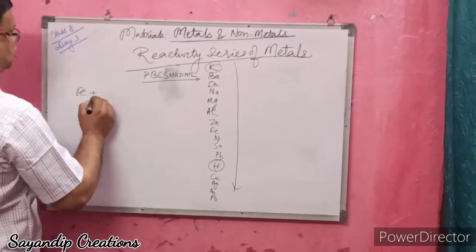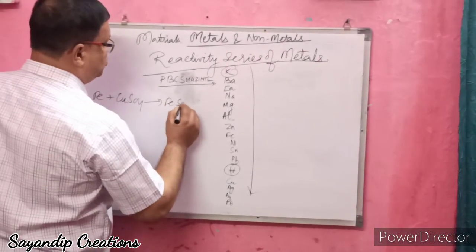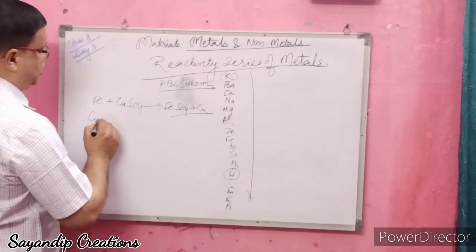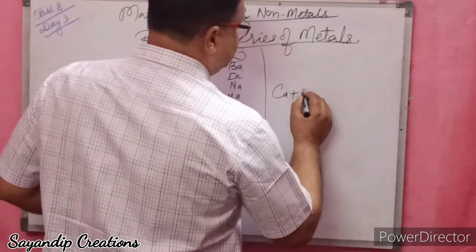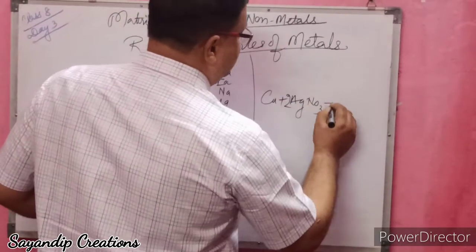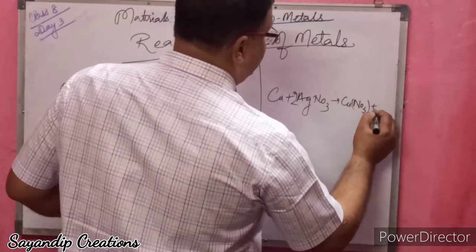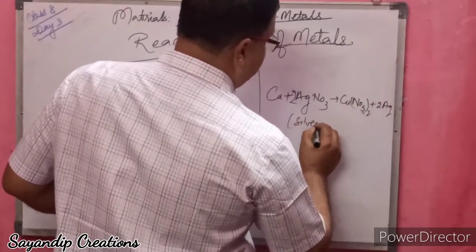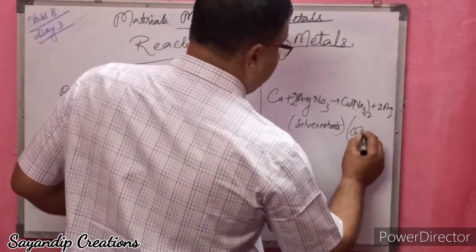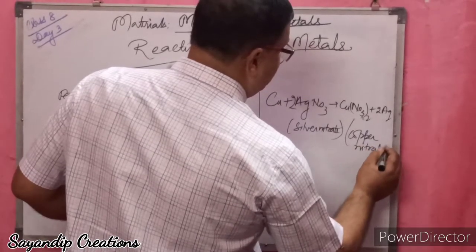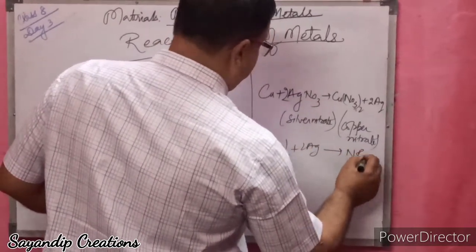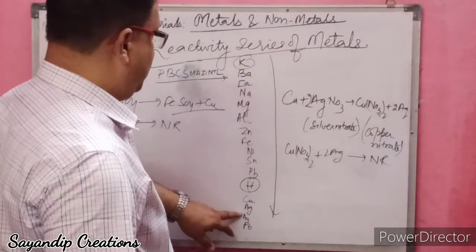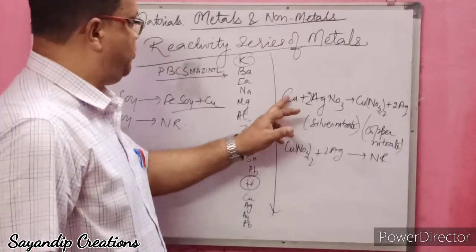That is the reason that iron plus copper sulfate forms FeSO4 plus Cu. This reaction occurs. But if it is Cu plus FeSO4, then there is no reaction. Similarly, copper plus 2AgNO3, silver nitrate, forms copper nitrate plus 2Ag. But copper nitrate plus silver gives no reaction, because copper is here and silver is here. Silver cannot displace copper from copper nitrate, whereas copper can displace silver.